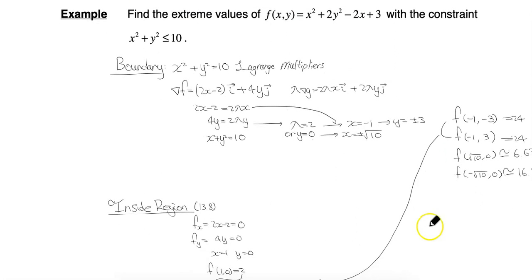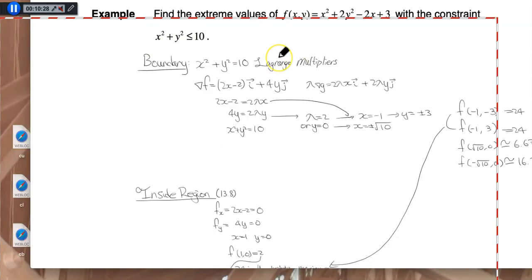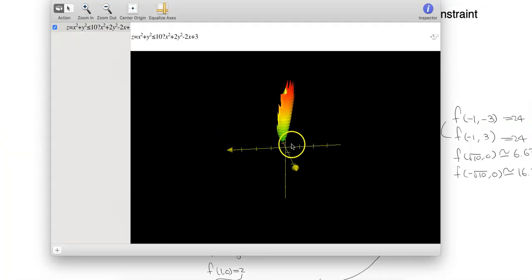So let's see an example here. x squared plus 2y squared minus 2x plus 3 is the function we are trying to optimize, and we have a condition. We are looking at only points that are inside the disk, or inside or on the boundary of the circle x squared plus y squared equals 10. This is what it looks like. This is the graph.